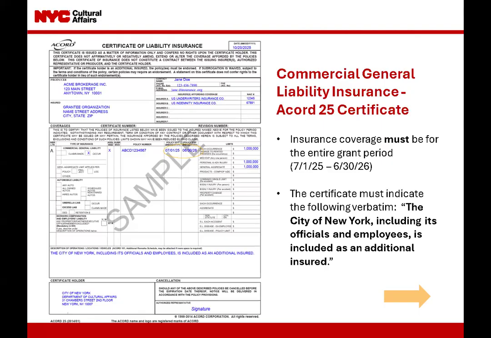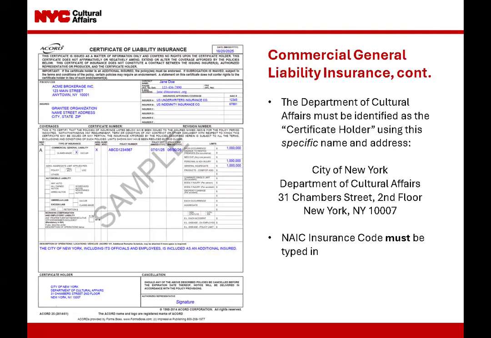Description of Operations field. On the Accord 25 certificate, the Description of Operations field must include the following verbatim sentence. The City of New York, including its officials and employees, is included as an additional insured. The certificate holder. The Department of Cultural Affairs must be identified as the certificate holder using this specific name and address. City of New York, Department of Cultural Affairs, 31 Chambers Street, 2nd floor, New York, New York, 10007.